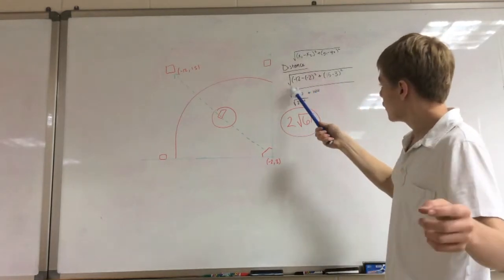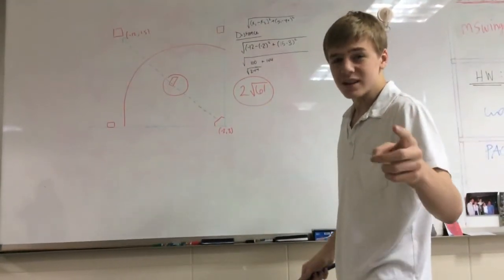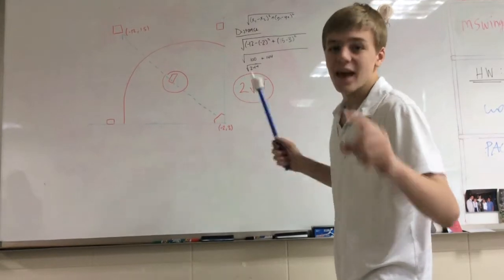Alright, so you plug it all in, you've got all your numbers here, and you just simplify it. So it's √244, but you can simplify it even more. That's 2√61, and that's how far you hit your ball.